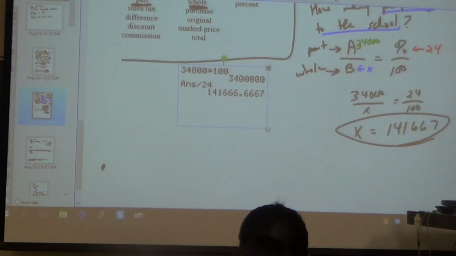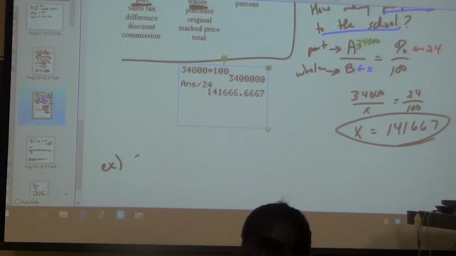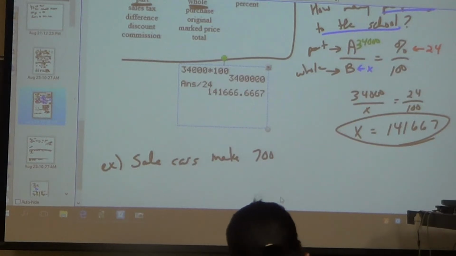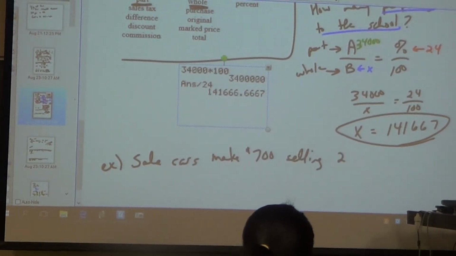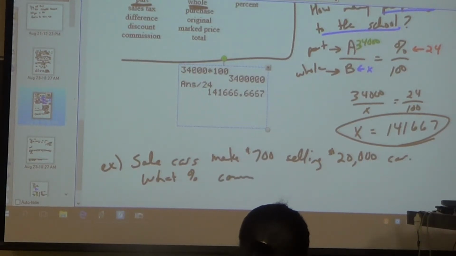So let me give you another one. Let's say we sell cars and we make $700 selling a $20,000 car. What percent do we make in commission?